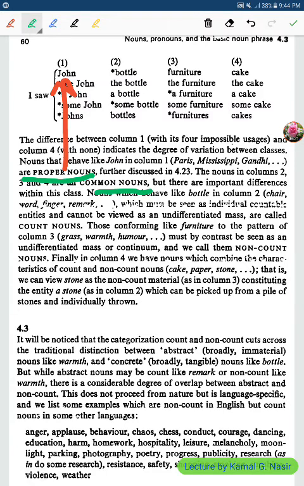Other nouns are, for example, common nouns. This is the second type. Okay, this is the first type. This is the second type. Which are what? Common nouns. For example, bottle is what? A common noun. Okay? Or what else? Furniture. Furniture is also a common noun. Cake is also a common noun.